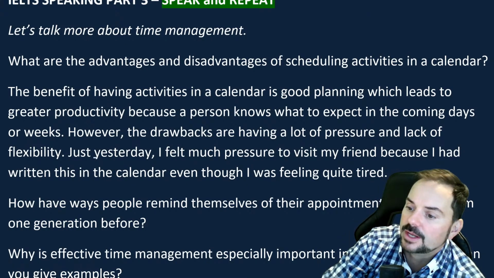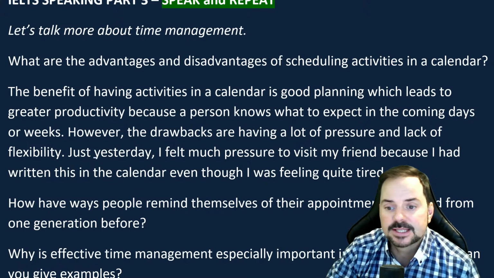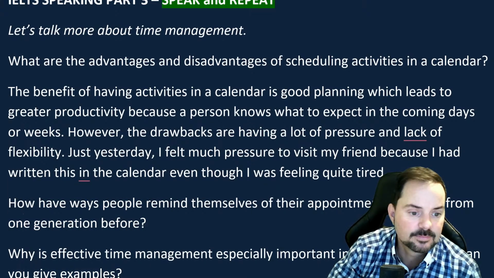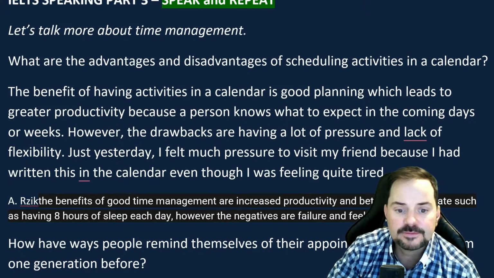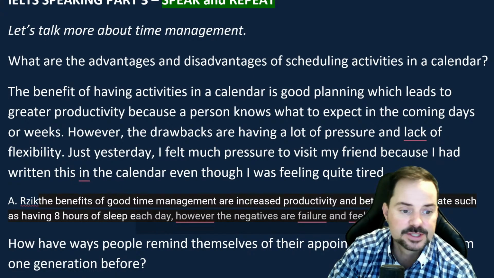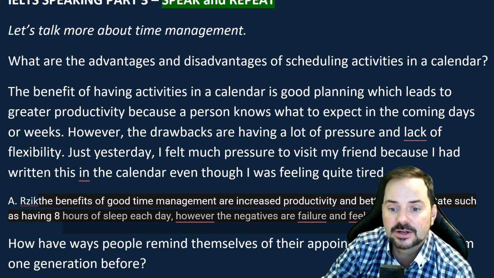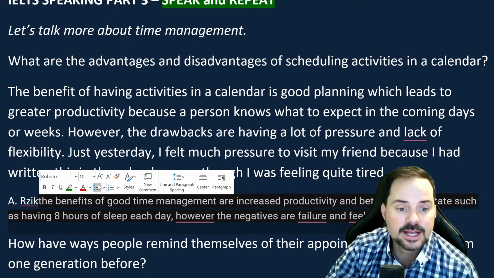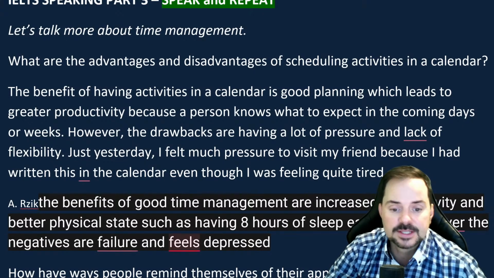There you go. All right, Razik, let's see what you have. Razik says, the benefits of good time management are increased productivity and better physical state, such as having 8 hours of sleep each day. However, the negatives are failure and feeling depressed. Razik, I like it. That's a great answer. Okay, very nice. I can tell you had some good thoughts there.